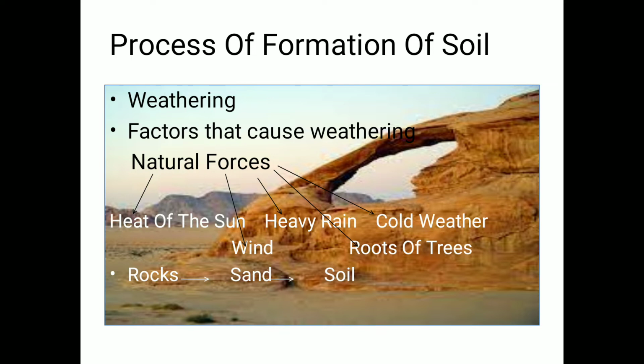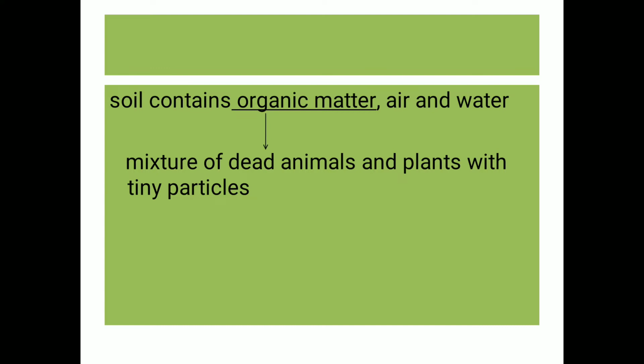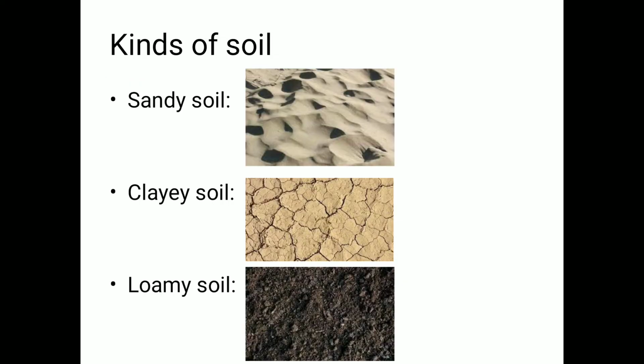As we all know, soil contains organic matter, and along with that organic matter, it also contains air and water. This organic matter is nothing but a mixture of the dead remains of plants and animals, or you can say the dry leaf which falls down on the ground. When it mixes with the tiny particles, or when it mixes with the soil, it is called organic matter. Okay, next we'll move to the next topic, that is kinds of soil.